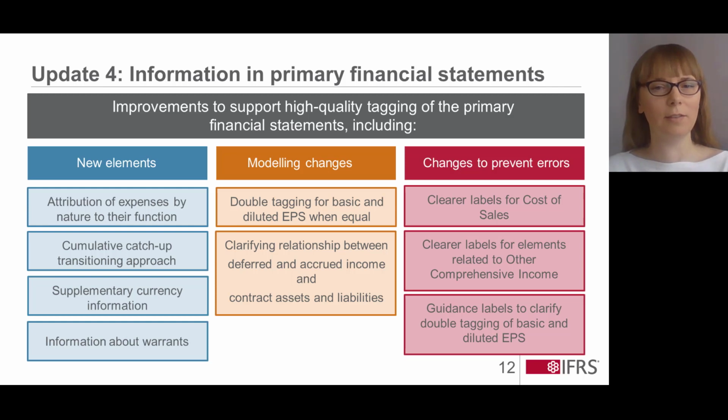We also noticed that companies report deferred income and accrued income inconsistently. To help achieve consistency, we deprecated a set of elements related to deferred and accrued income and created a set of new elements that clarify how contract assets and liabilities relate to deferred and accrued income. To help prevent tagging errors, we also made changes to element labels and guidance labels. Those changes are illustrated in the third column.